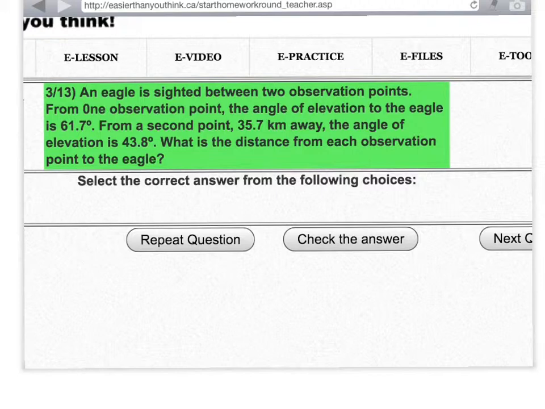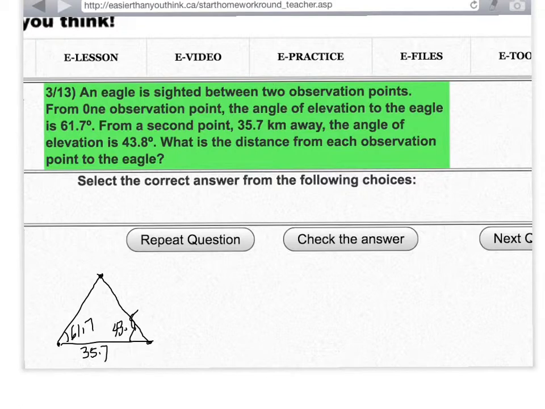Okay, so the first thing that we should do is to draw the diagram. We have an eagle and we have two stations. So let's say one station is here, one station is here, and the eagle is here. Now, we know that from one observation point, the angle of elevation is 61.7. So this angle is 61.7. From the second point, which is 35.7 kilometers away, the angle of elevation is 43.8. So this angle is 43.8.